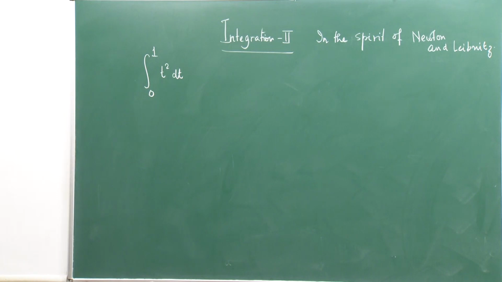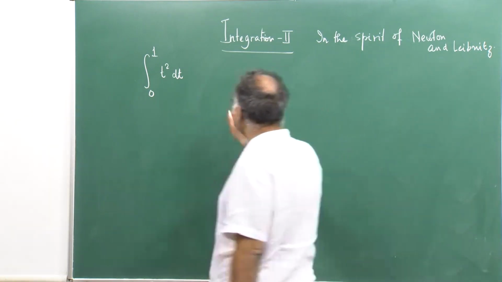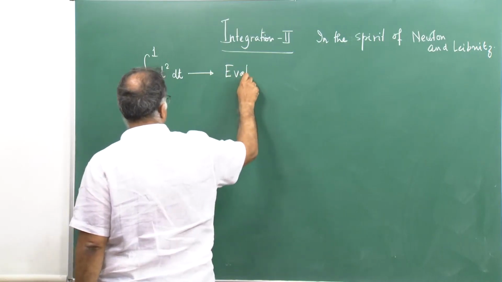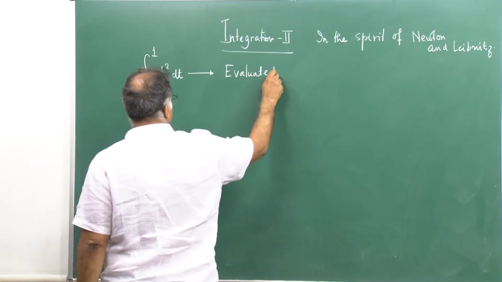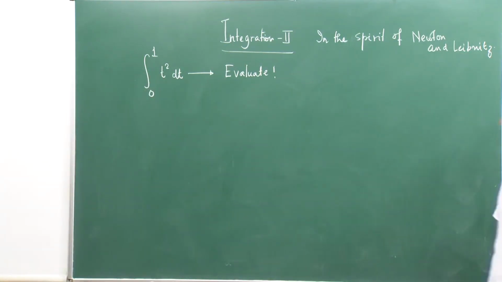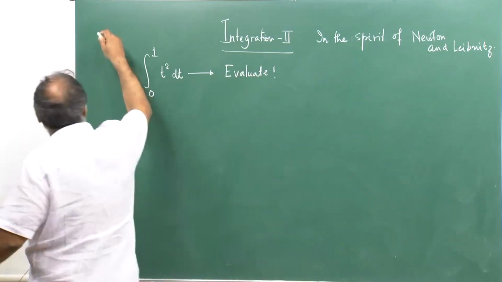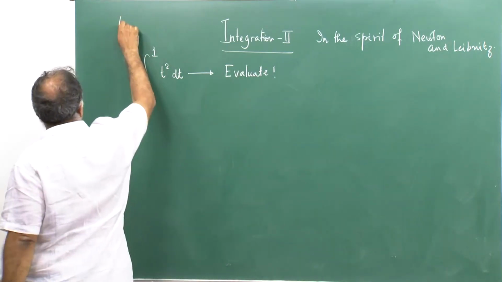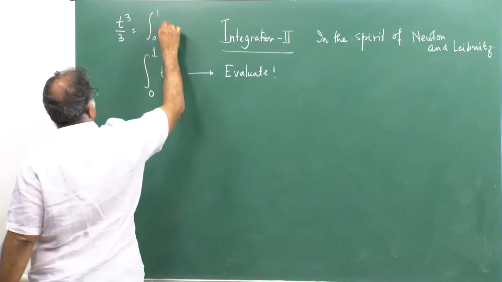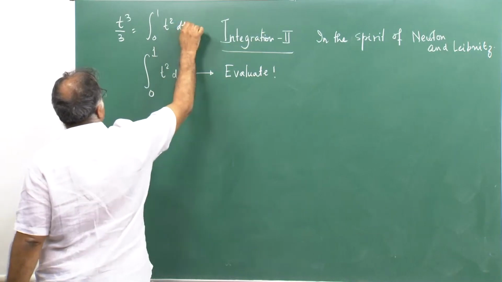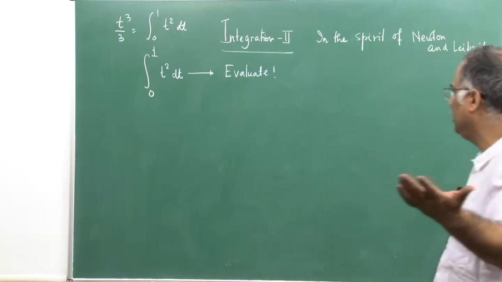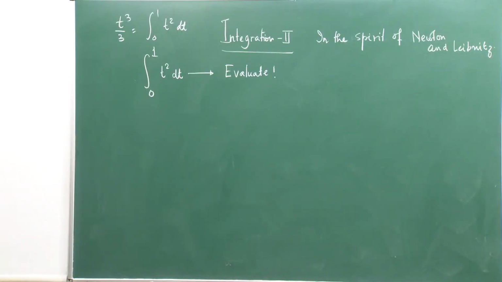So, now I want to evaluate this. Anybody who has studied for an entrance exam would say, oh, this guy is crazy. I obviously know the answer. This is simply t cube by 3. What is the big deal in this? Sorry to speak in Hindi, but in general it would be okay. What's the big issue about it? Why make such a fuss?